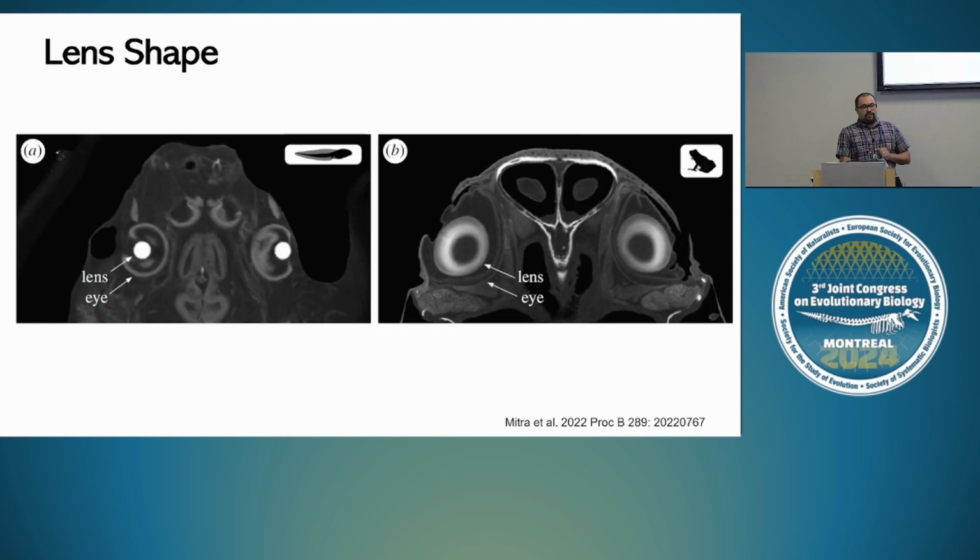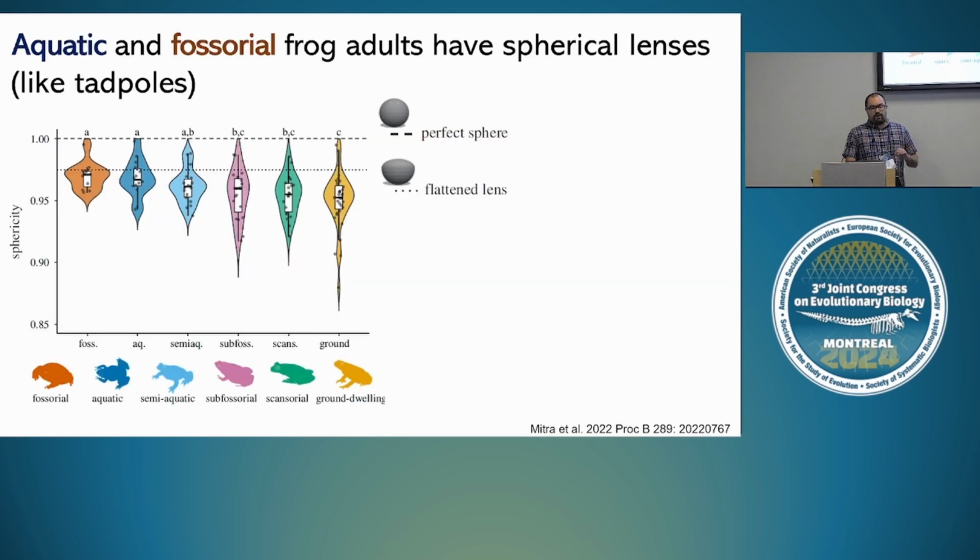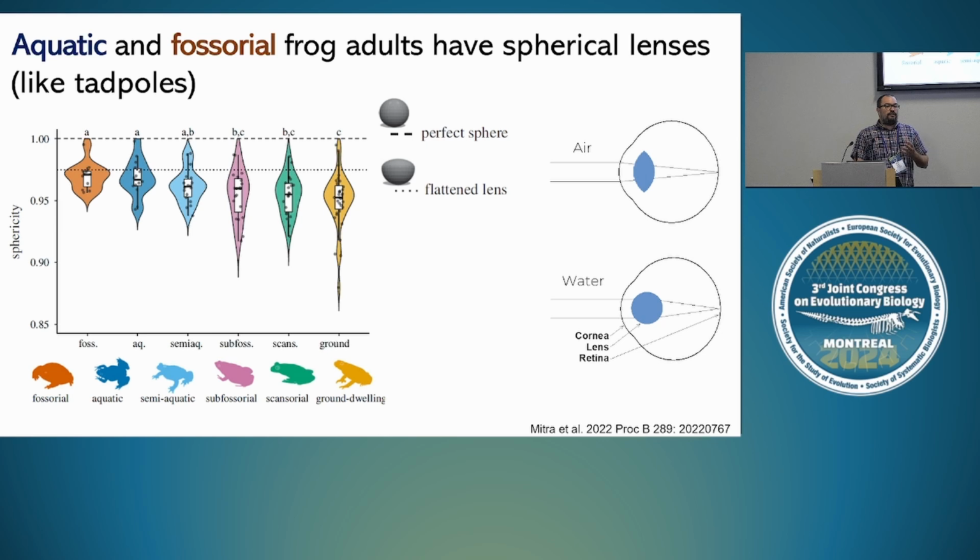Now, we also measured lens shape using high-resolution CT data in both tadpoles and adults. And when we looked at this across our different habitats, we found that aquatic and fossorial frogs tend to have spherical lenses like the tadpoles did. So all the tadpoles in our sample had spherical lenses. This is typically expected in aquatic vertebrates because the spherical lens in water will produce a sharp image, whereas to produce a sharp image in air, you need a flattened lens. So most frogs, as they transition from a larval tadpole to an adult, flatten their lens, but we found this was not the case for aquatic and fossorial frogs.